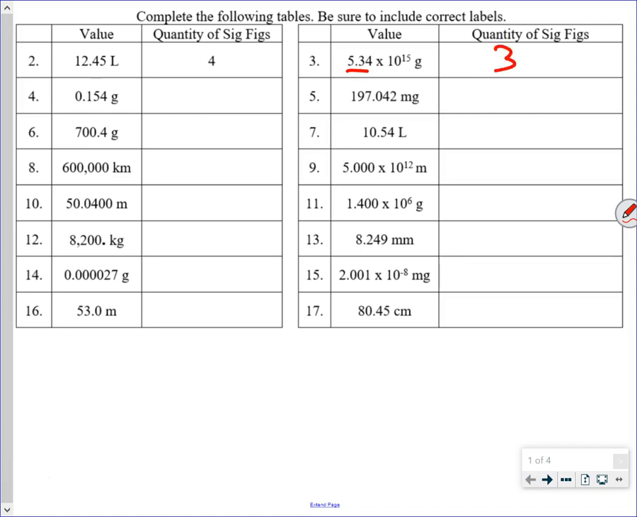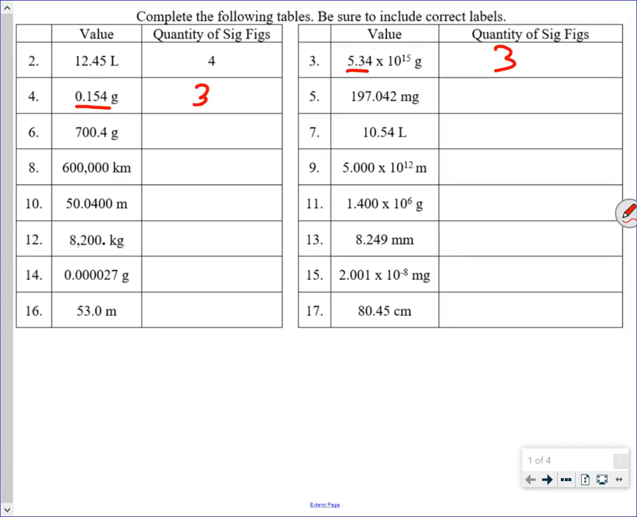In the next one, number 4, 0.154. The 0 in front, if you have zeros to the left of your first non-zero, they never, ever count. This is rule number 5. So that 0 is not significant. 0.154, those 3 are. This is 3.